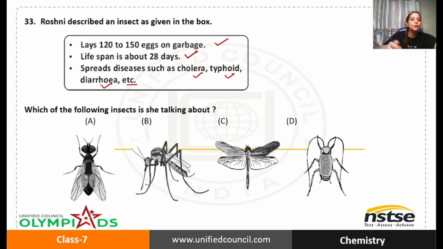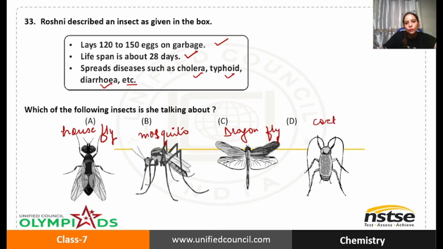Now let me help you to recall all these pictures first. Option A indicates housefly. Option B indicates mosquito. Option C indicates dragonfly. And D is cockroach. So here all of them are insects, but we need to pick that insect which lays 120 to 150 eggs on garbage, lifespan should be 28 days, and spreads diseases like cholera, typhoid, diarrhea.